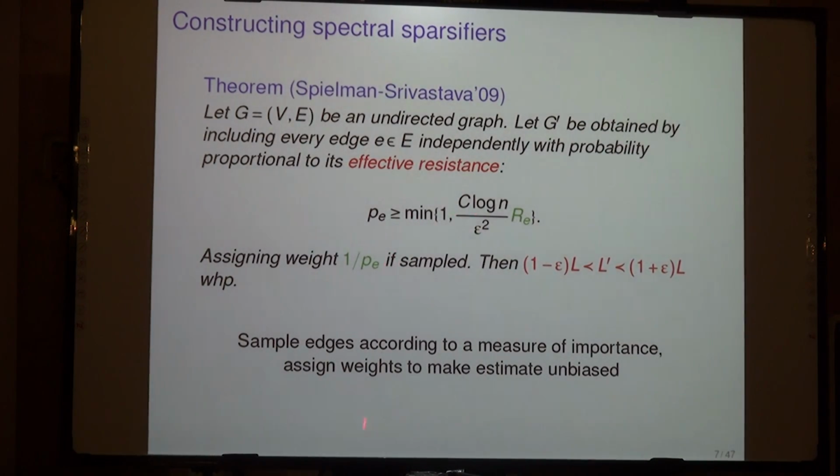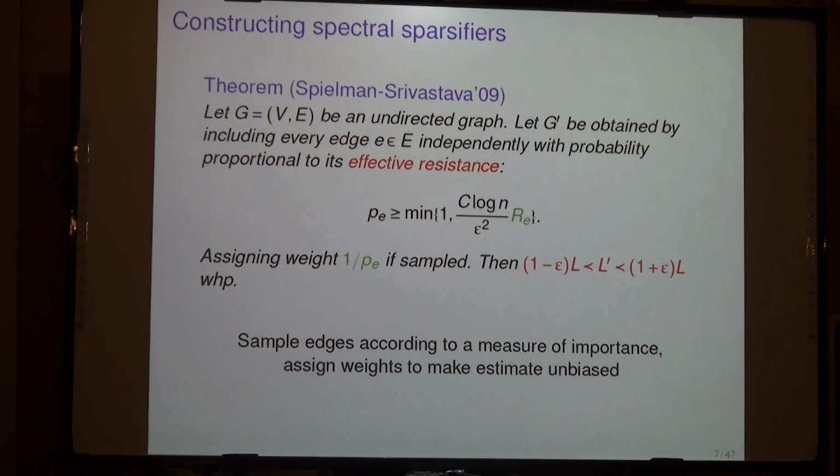Good, so we sample edges, and if we take an edge, then we give it weight 1 over the sampling probability, so that at least in expectation, our graph is preserved. So the expectation of G prime is G. Spielman and Srivastava in 2009 showed that with high probability over the sampling process, L prime will be sandwiched in the positive semi-definite sense between (1 minus epsilon) L and (1 plus epsilon) L. So the upshot is that we need to sample edges according to some measure of importance and then upweight them with inverse sampling probability to make the estimator unbiased.